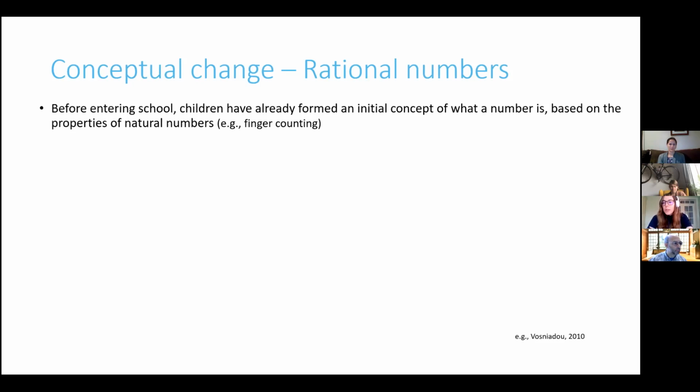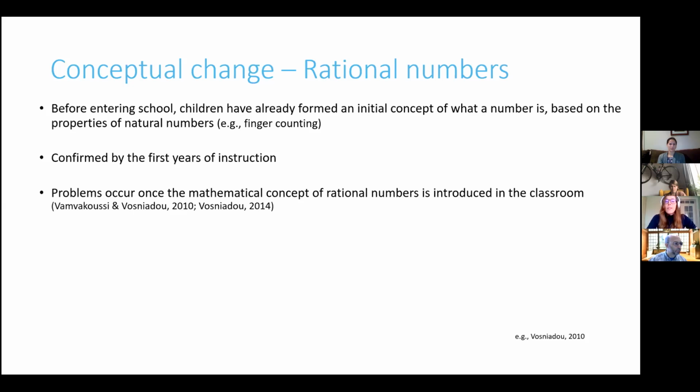So it's all with natural numbers, and this is actually confirmed by the first years of instruction. So also in kindergarten and in the first years of elementary school, when you do something with mathematics, it's almost always with natural numbers. So you create this concept of numbers, which is solely based on natural numbers. And then, of course, when rational numbers are introduced in the classroom, in Flanders around the 3rd grade, problems and misconceptions occur because the properties of natural numbers are not always applicable anymore for rational numbers.